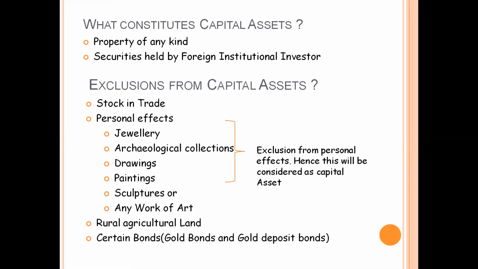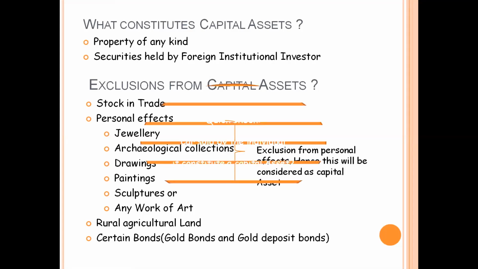However, there are 6 exceptions to this general rule of personal effects. If there is a sale or transfer or any nature of transaction with these 6 assets, then it does constitute a capital asset. One: jewelry, archaeological collections, drawings, paintings, sculptures, or any work of art. And 2 other things which do not constitute a capital asset are rural agricultural land and certain bonds, the 6.5% interest gold bonds and gold deposit bonds.